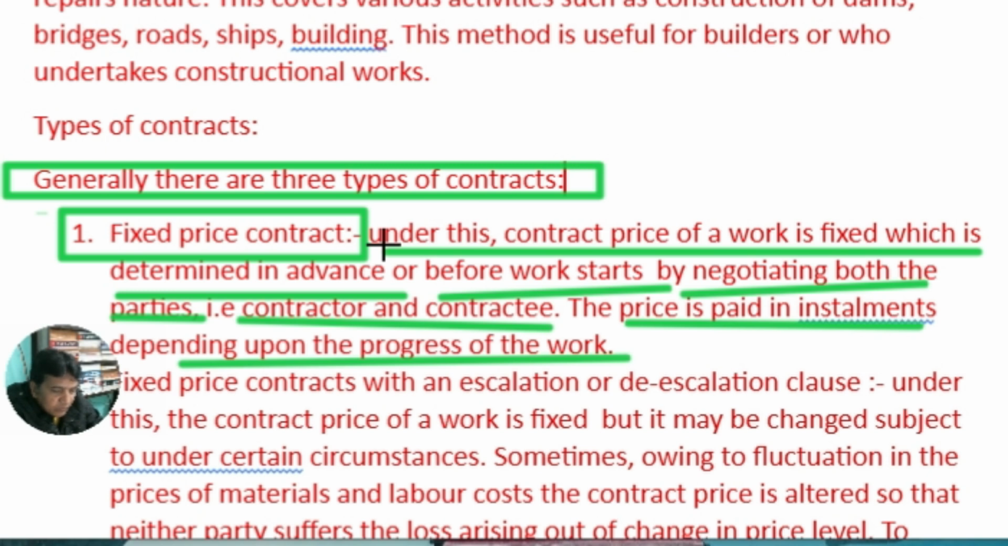So later on, no prices will be changed. The price charged by a contractor from the contractee is fixed, and this is determined in advance. For starting the contract work, the contractor and contractee mutually fix the price of that particular work, and after the completion of the work, the contractee will pay that fixed price to the contractor. The contractee pays the contractor depending on the progress of the work, and it may be in installments, but the total amount payable is fixed.